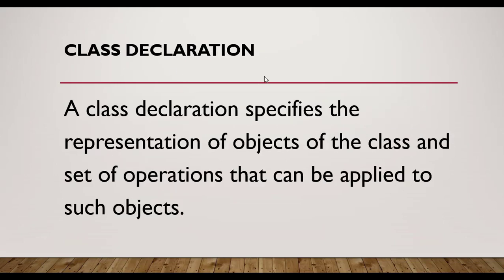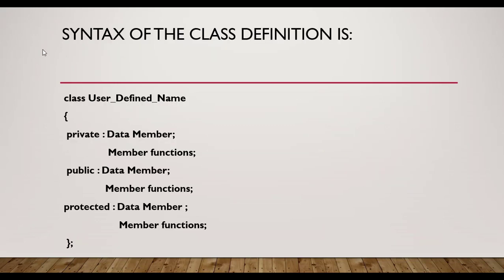Now coming to class declaration. Class declaration and class definition are both different. Class definition is naming a class along with the data variables and the member functions. But class declaration specifies the representation of the object. Now we are representing the objects of the class along with the set of operations that can be applied to such classes. The syntax of class definition is very important.